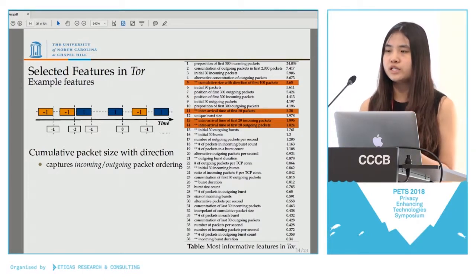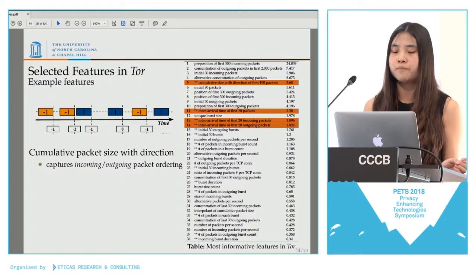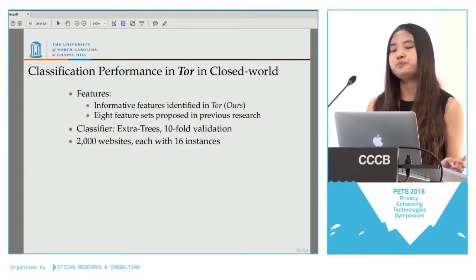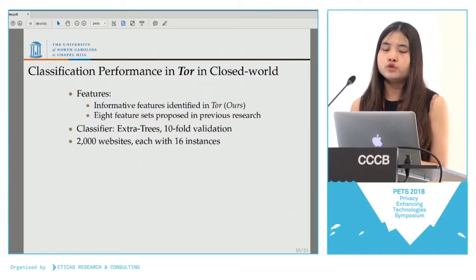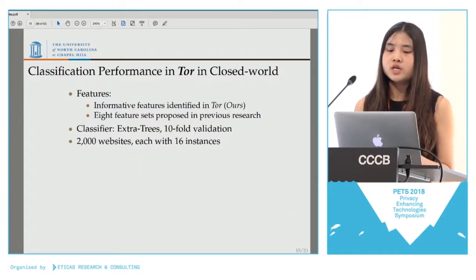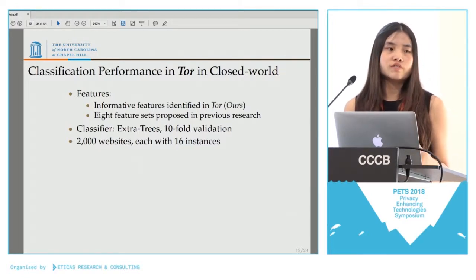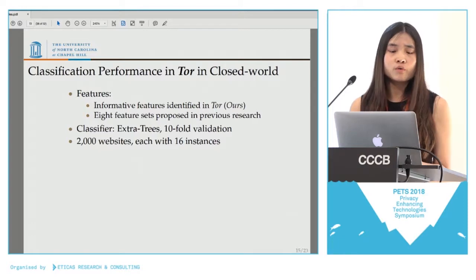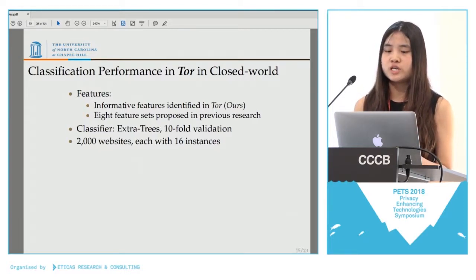And the reason why this feature is important is because it further exploits the incoming and outgoing packet ordering. So for classification, for performance evaluation, we use features identified by us and 8 different feature sets proposed in previous research. And to control the variation brought by different machine learning algorithms, we use extra tree on top of each feature set and get the final result with tenfold validation.